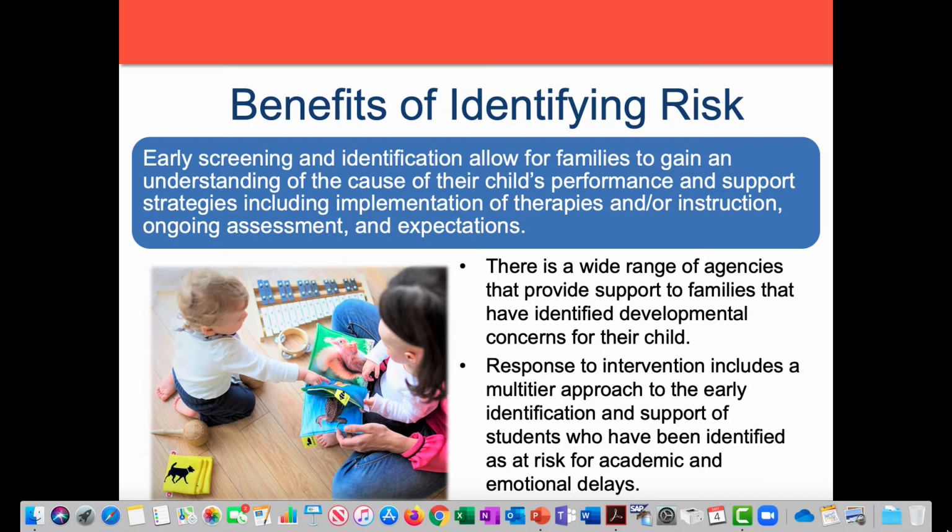So again, early screening here, so that there's a wide range of services and agencies we can refer parents to. And certainly in some areas it's easier to get services than other areas, but all children are entitled to services, and so we're looking to provide services. And we are looking at the response to intervention model, multi-tier system of supports for children once we know that they are at risk for academic and social, emotional, and behavior delays.